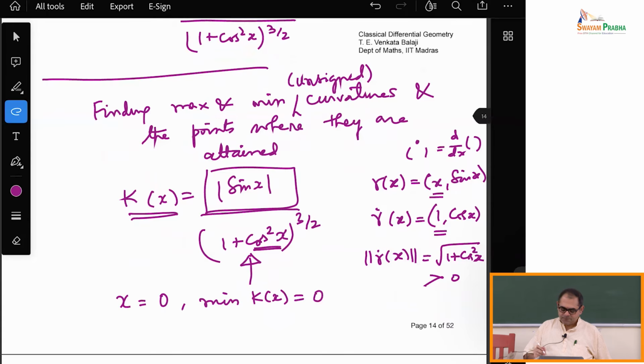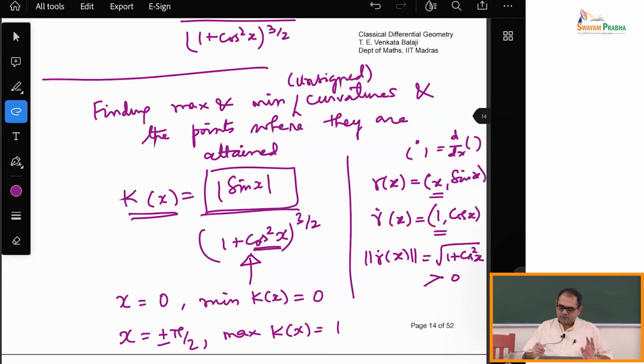If you want the numerator to be the maximum, x should be plus or minus pi by 2. You will get the maximum curvature as 1, and mind you, it's unsigned curvature. If you hadn't taken the absolute value, you would get minus 1 and plus 1. So this is again 2 marks for finding the points of maximum and minimum curvature and finding the corresponding curvatures. So that is this part of the question.